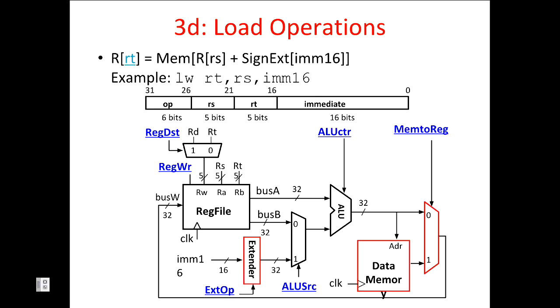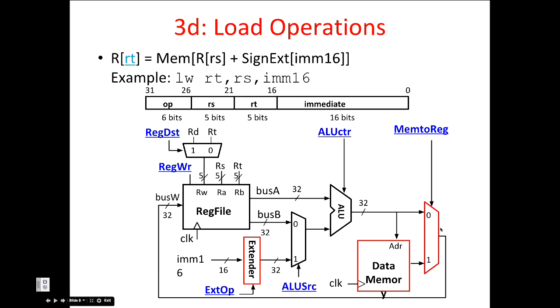Now, anytime we do something like this where we introduce a decision point in our data path, we're going to have to put in a control signal. So that's where this ext op comes in. We're going to have to specify to the extender whether we're doing a 0 extension or a sign extension. In this case, we'll do sign extension.